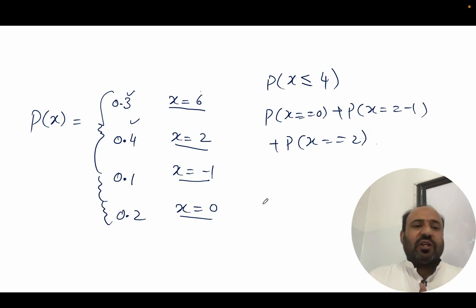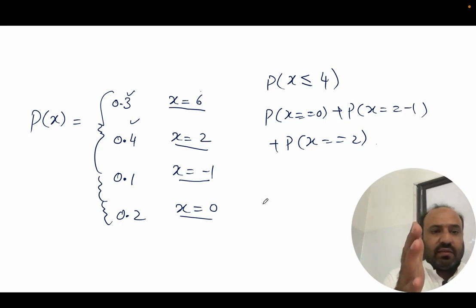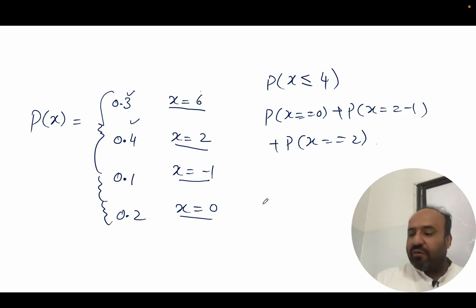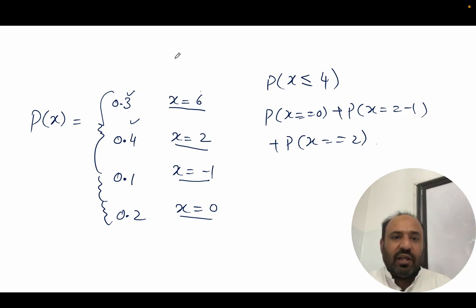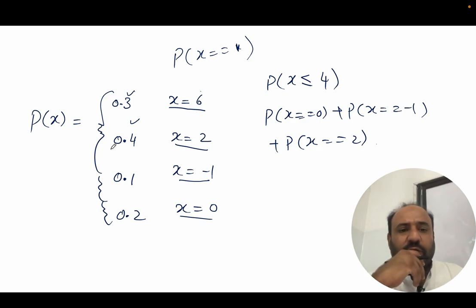Let's implement this function. Let's write code that implements this function. Whenever we want the probability of X equal to something, it computes the probability from this.